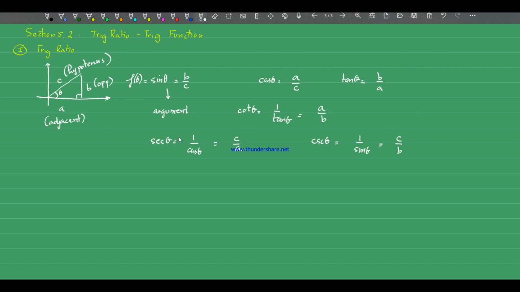Okay, and of course there are more identities. For example, the Pythagorean identity. Okay, should we put it over here now? Pythagorean identity.